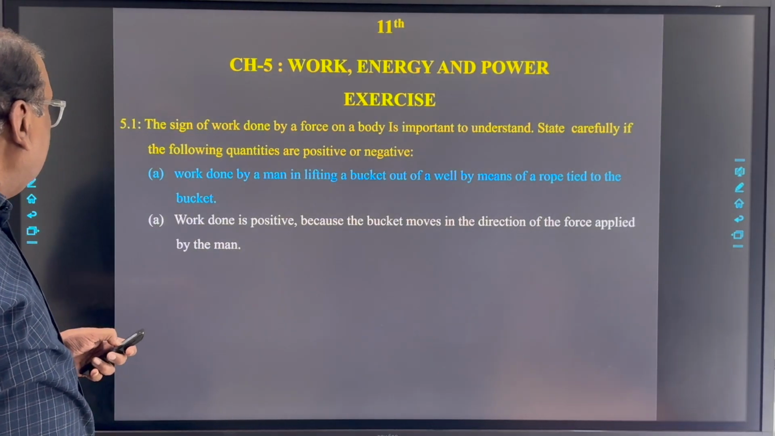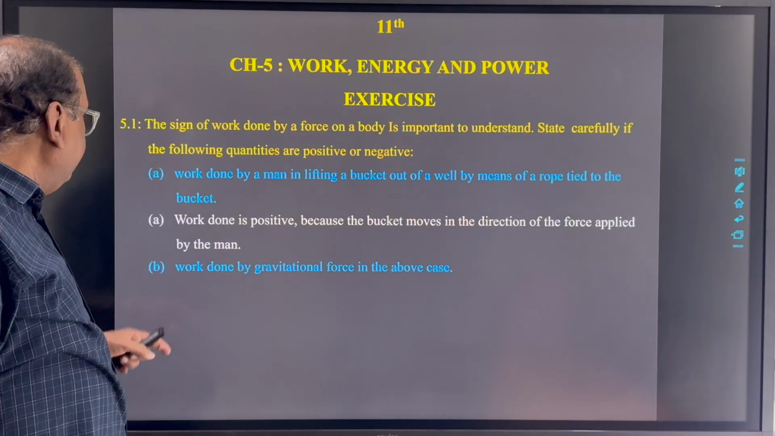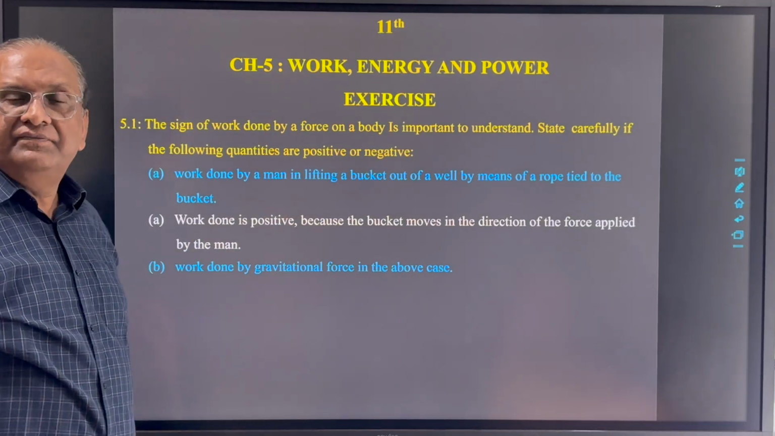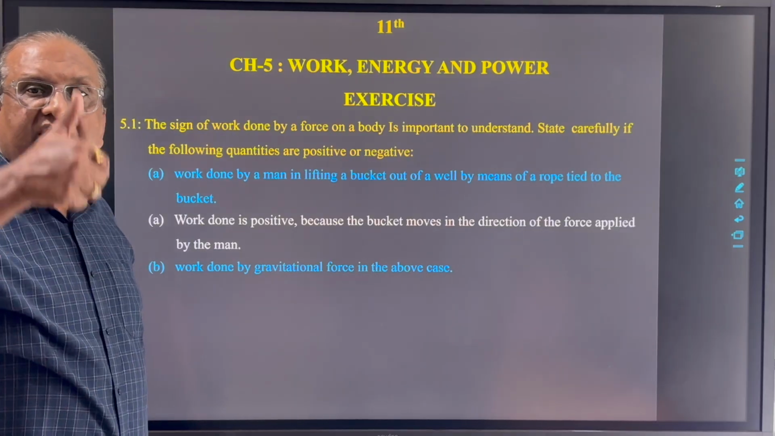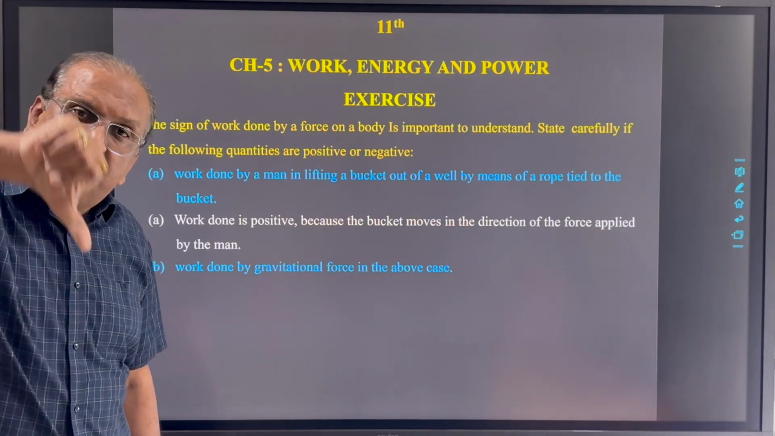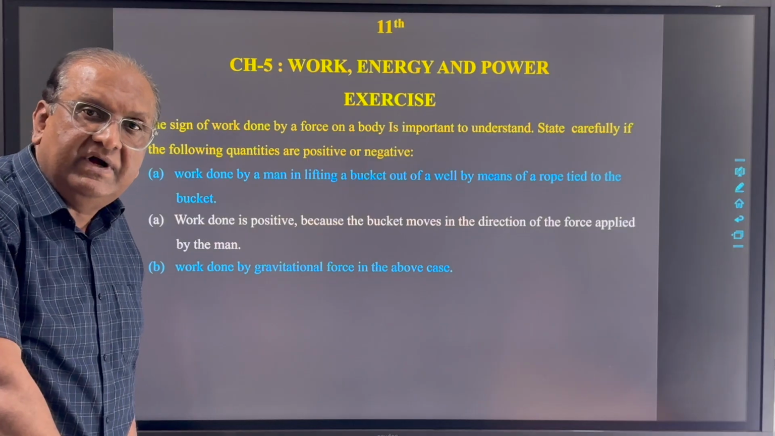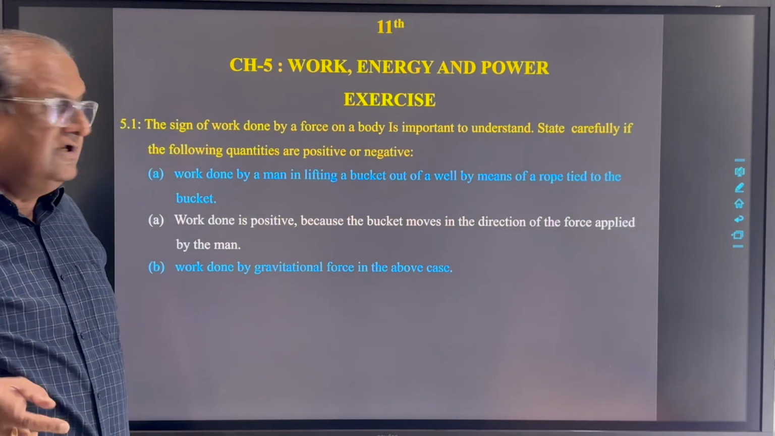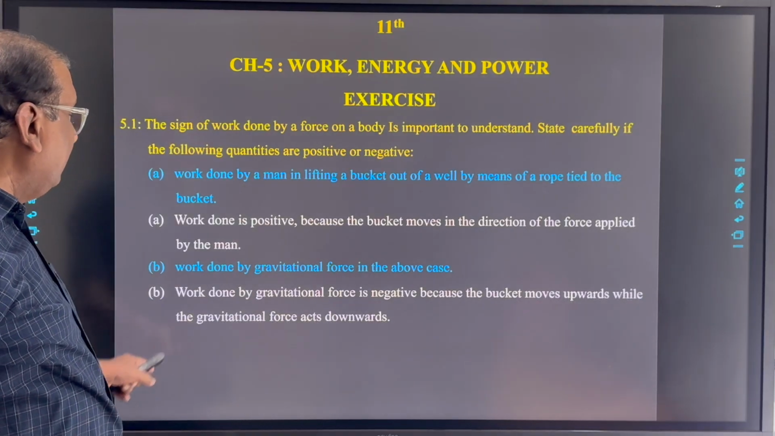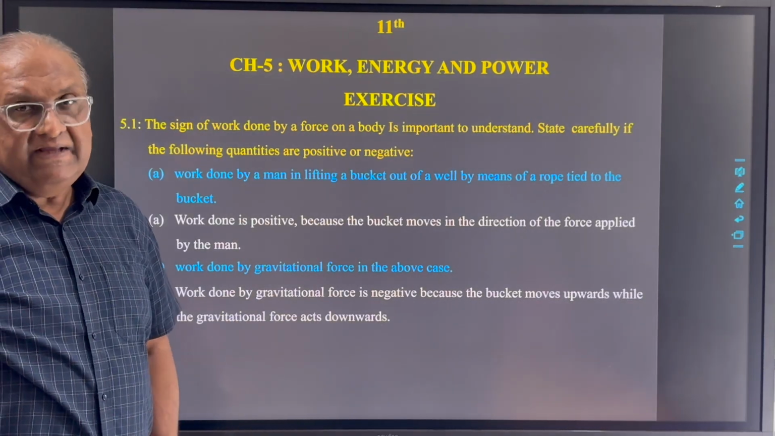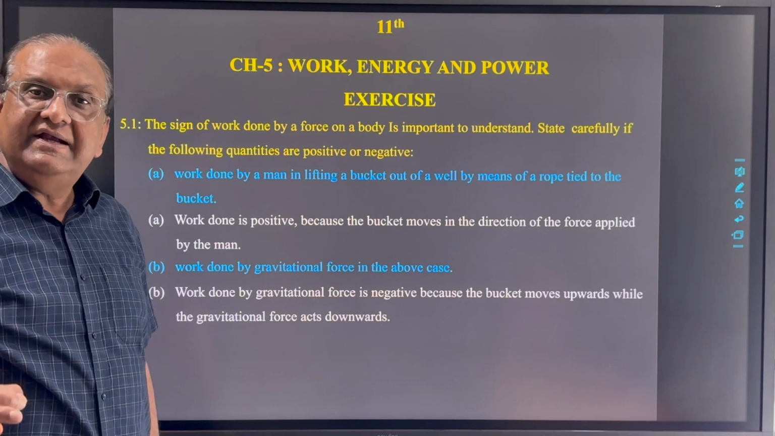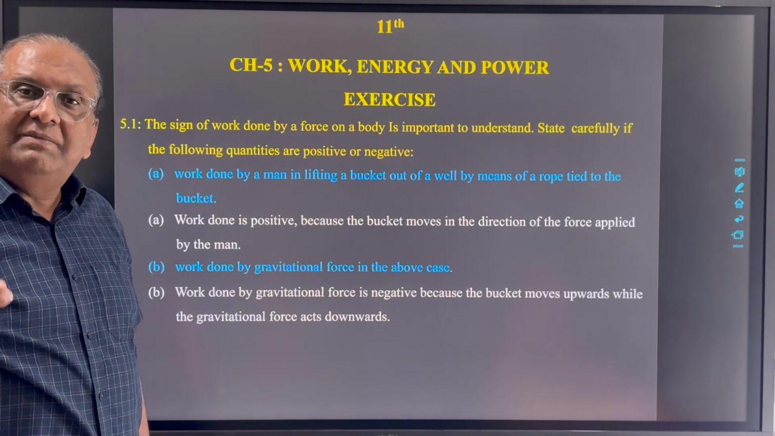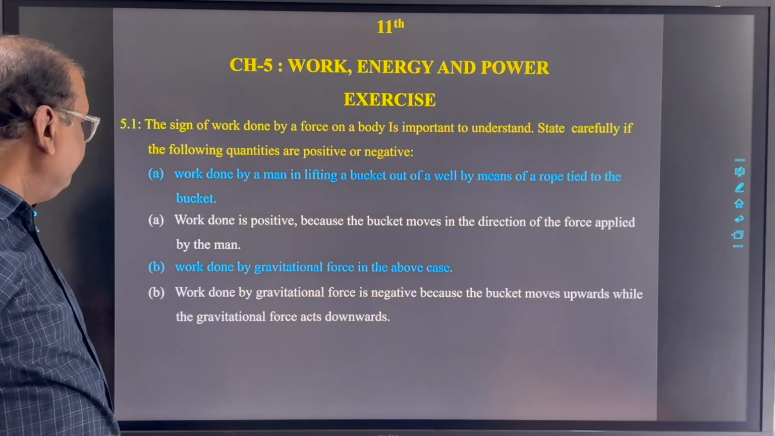Okay. Now, question B. Work done by gravitational force in the above case. Now the bucket is moving in the upward direction and the gravitational force is in the downward direction. So both are in opposite directions. So in this particular case, the work done will be negative because cos 180 is minus 1. So W is equal to minus F d.